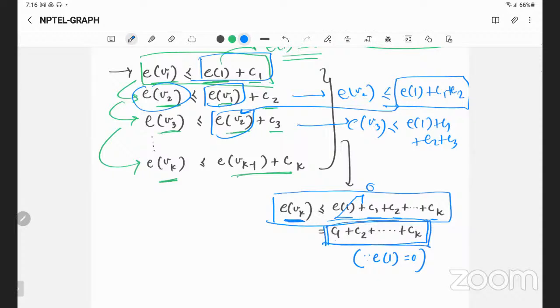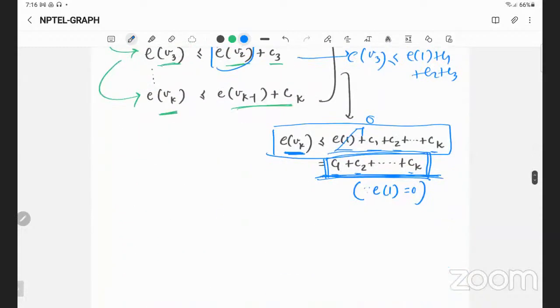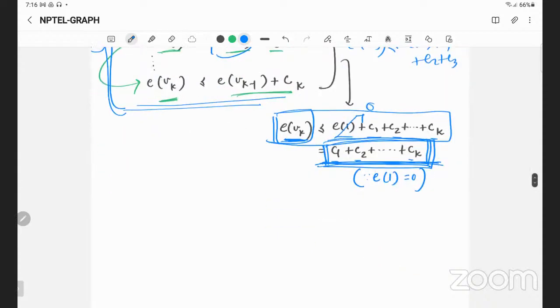So now we know what is the value of this upper bound, right? Because we know the values of C1, C2, up to CK. Earlier, we didn't know the value of EW or EV. So that's why we were not able to determine the upper bound exactly. Now, if you combine all of these equations, you are able to determine the upper bound on EVK exactly. But this is one way to solve these equations. There can be another set of equations which can give some other upper bound on EVK, right? So now we need to keep track of these equations and inequalities and this upper bound.